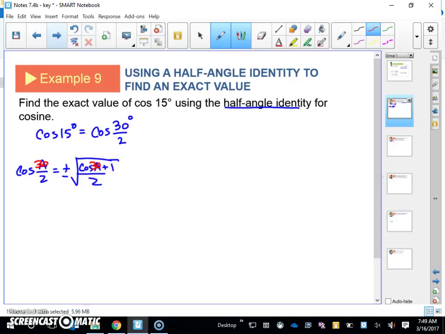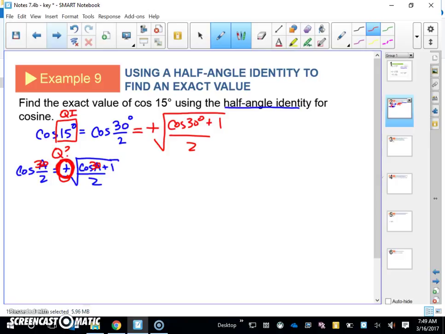A is 30. Also, this plus or minus comes from the quadrant. But we know what quadrant we're in because it's 15 degrees. 15 degrees is in quadrant 1. So that means that I would be using the positive version of this formula. Because we're in the first quadrant, we're going to use the positive version, and it's going to be square root of cosine 30 degrees plus 1 over 2. It's pretty complicated, but we can get there.